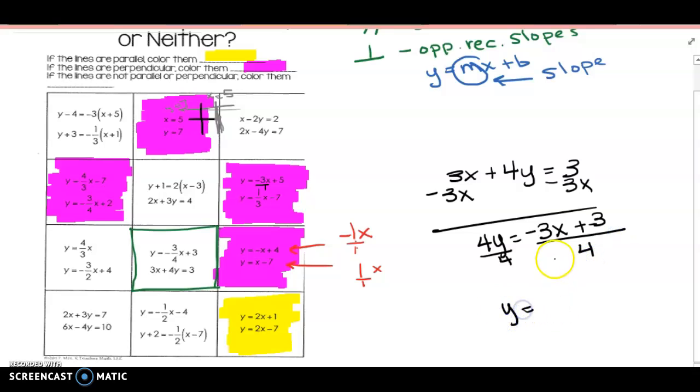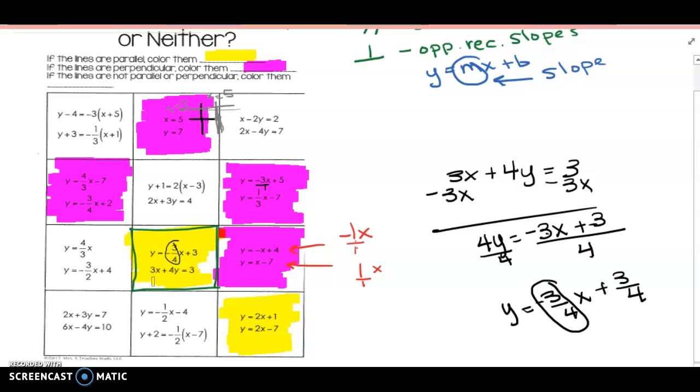I get y equals -3x/4, which is -3/4 x plus 3/4. Okay, so this equation has a slope of -3/4. Well, if I look, the equation above it has a slope of -3/4 as well, so those are parallel. So I'm going to go back. Yellow is my parallel, so I'm going to go back and do those parallel.